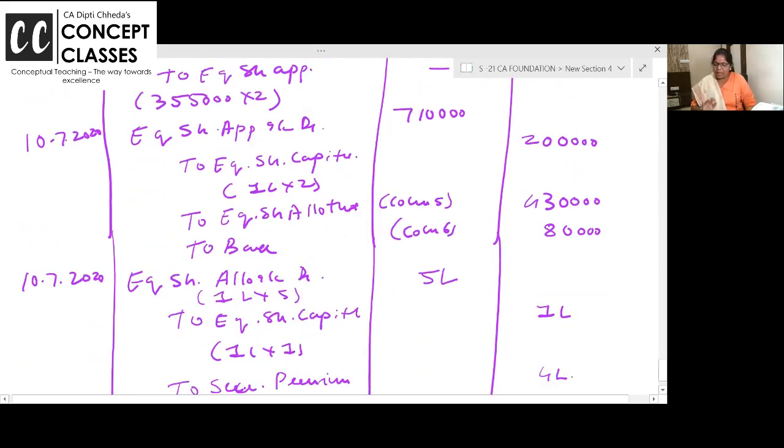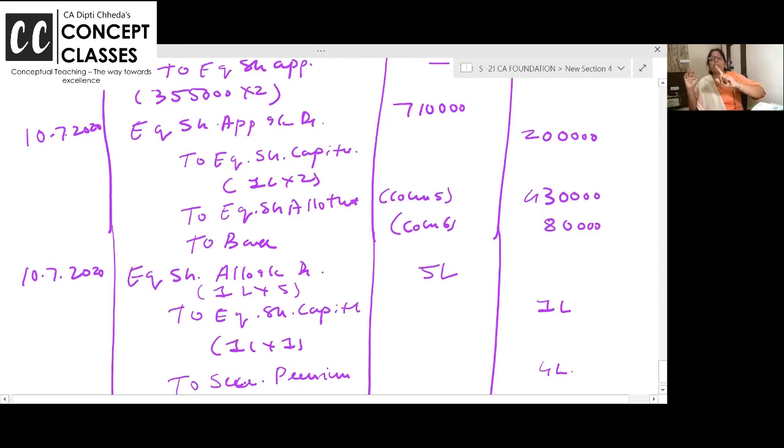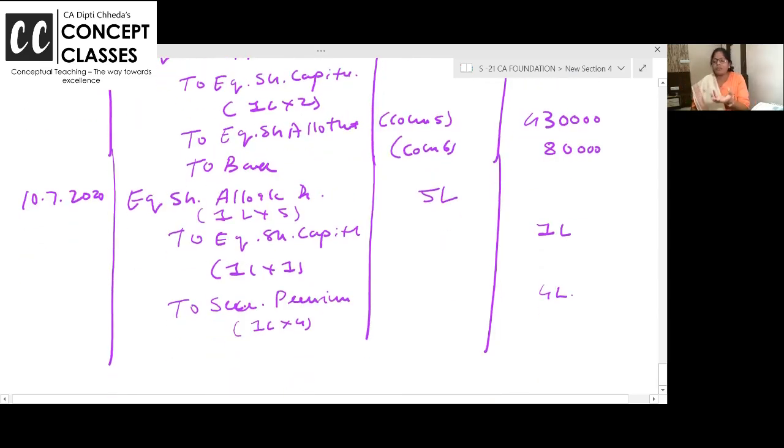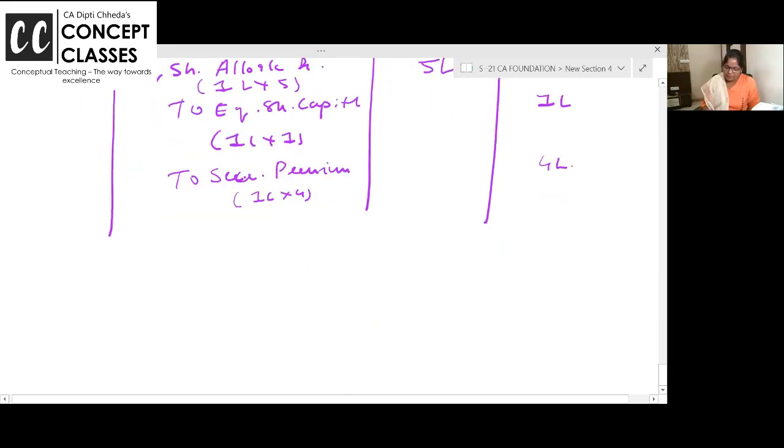Application received, application sorted. Application part you go to capital, part you refund and part you adjust in allotment. Allotment due. Ma'am, allotment already 430 is received. So what? But you will make the allotment due in full. And why have you put in capital 1? Because 4 lakhs is premium. Now, next. When was the allotment money received? Nothing given. So same date.